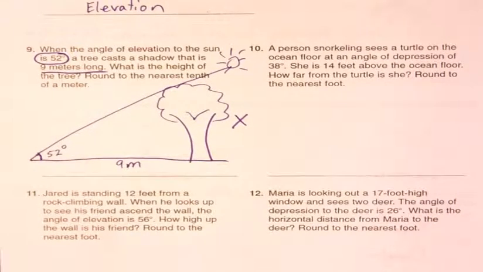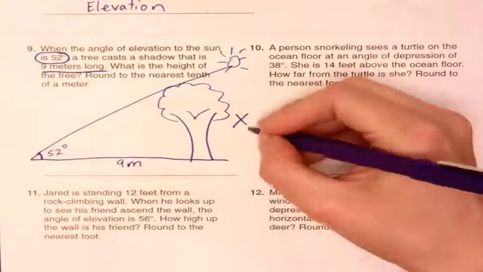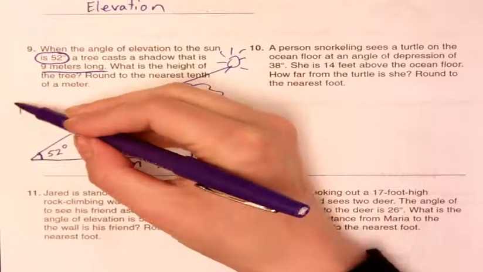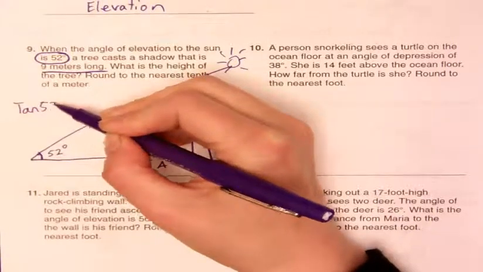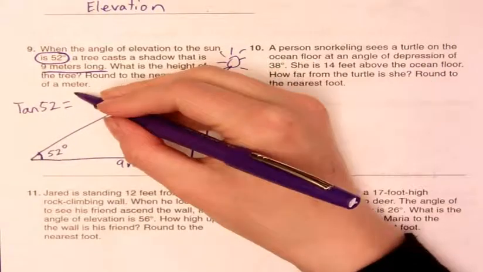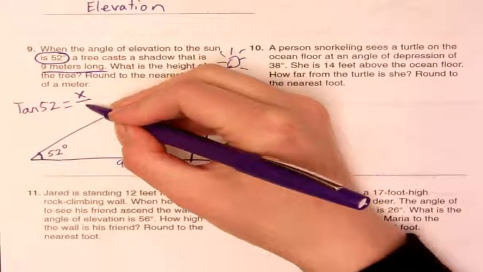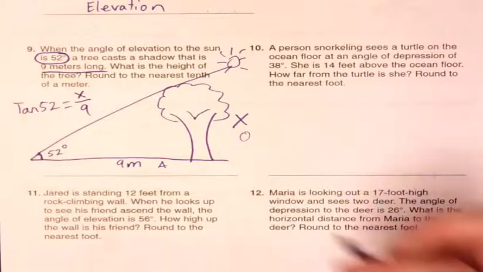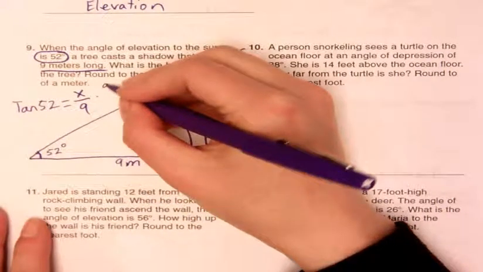Trigonometry. Tangent. That's our opposite side. This is our adjacent side. So tan 52 equals x over 9. 9 is our adjacent, so we use tangent: opposite over adjacent. Do we multiply or divide to solve it? Multiply, because it's already x divided by 9.